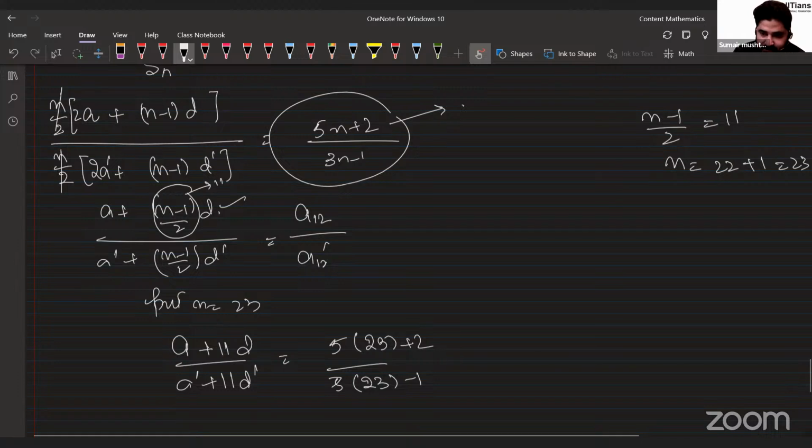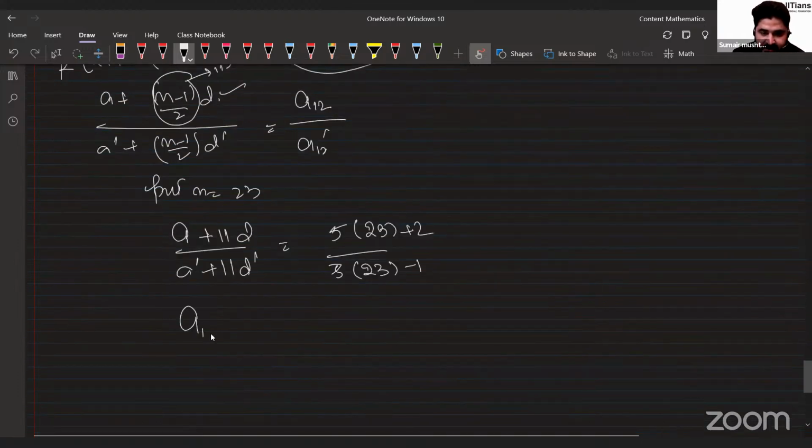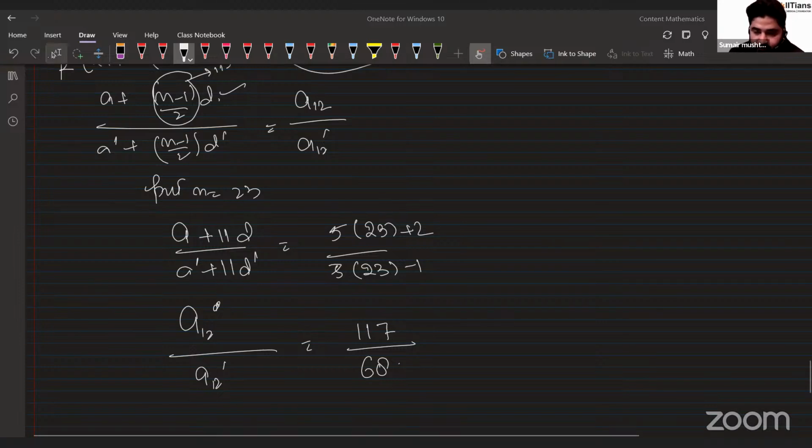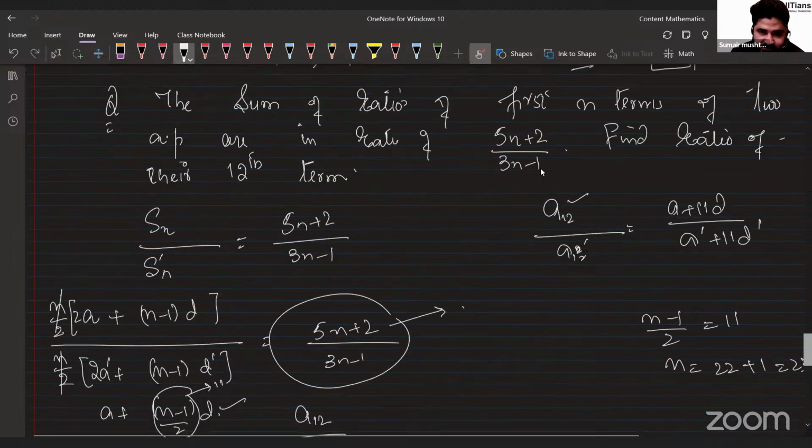So what is this actually? This is A12 and this is A12 dash. And this is 115 plus 2, this is 117. And this will be equal to 68. You can check it. Am I correct? Done. Now, see what I did. We just have to plug in the value of n and we got the ratio of these terms, right?